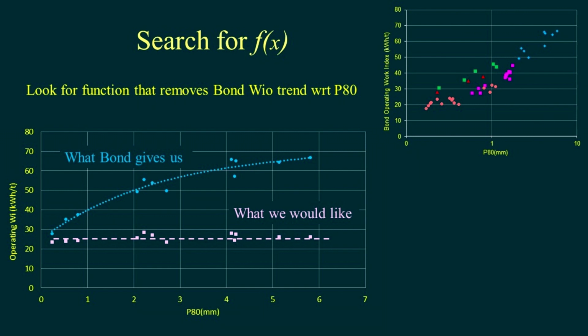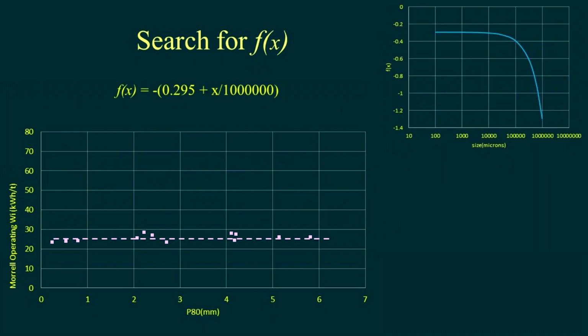So I took these data sets and tried to find some sort of function that would convert all these data points to those data points. That's what I ended up with. It's an ugly equation, and I wish it could have been a really nice, sophisticated equation, but it's not. I tried all sorts of things, and at the end of the day, that's the best I could get. That's the shape of it, which looks a bit nicer than the actual equation. That's the equation that was published in 2004 and is associated with what is now called the Morrell method as opposed to the Bond method.